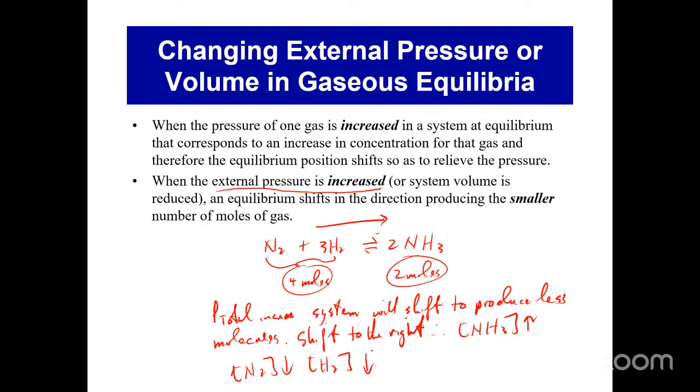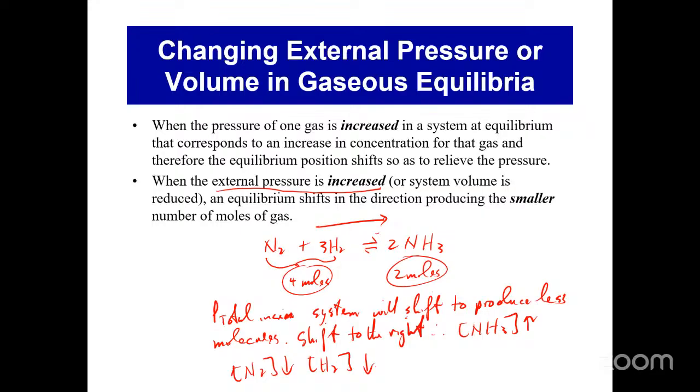And of course, if you understand that, then you should be able to explain what will happen if you were to decrease the total pressure, right? Which means that the equilibrium will shift in the opposite direction, producing more molecules, and therefore the concentration of ammonia will decrease and the concentration of the reactants, nitrogen and hydrogen, will increase, all right? So that's what happens when you change the pressure.